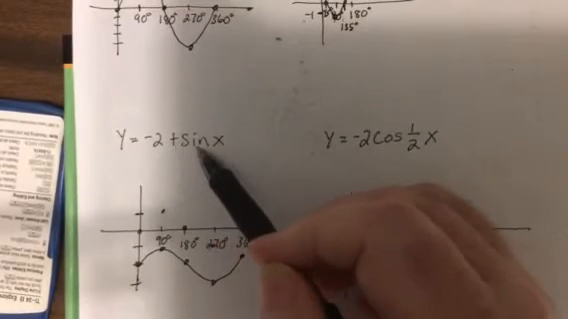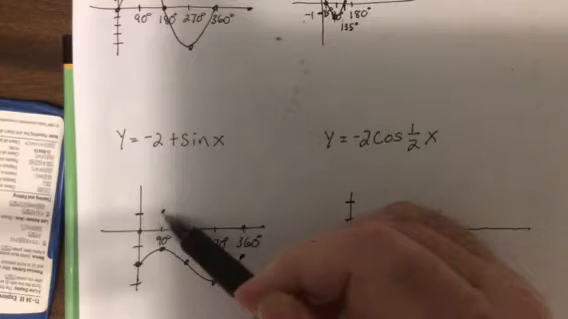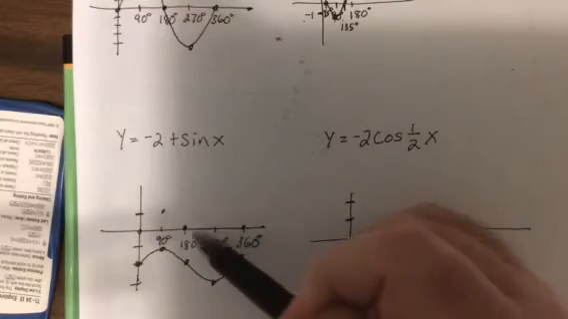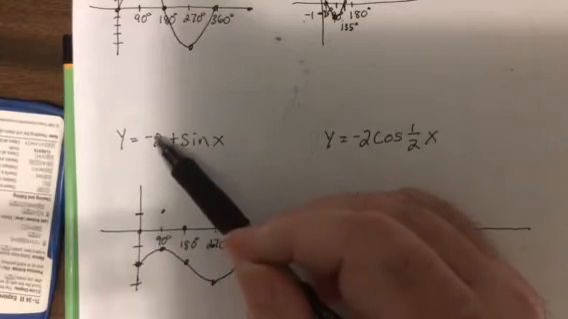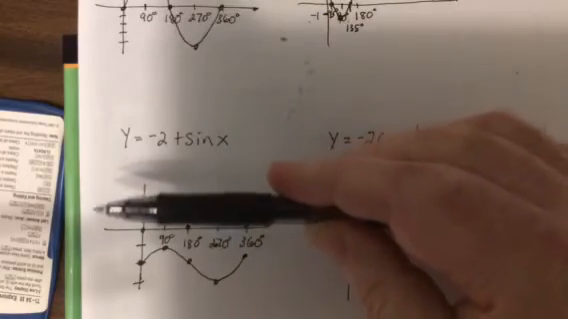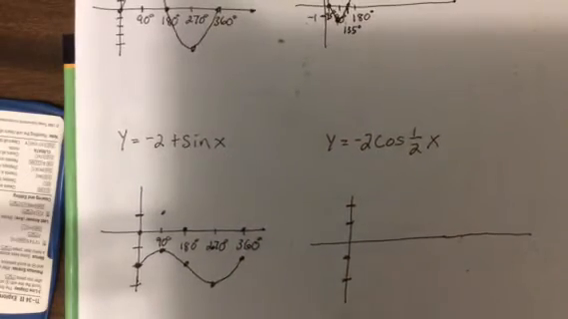Negative 2 sine x, well, sine we said was 0 and I actually marked it. Now don't color it in solid because that means that's the answer. But then I'm going to take every number and add negative 2. So everything's moving down 2, so we're shifting it down.